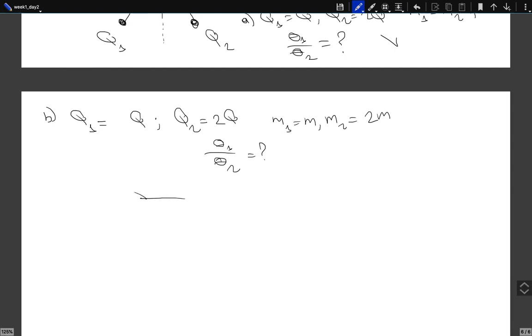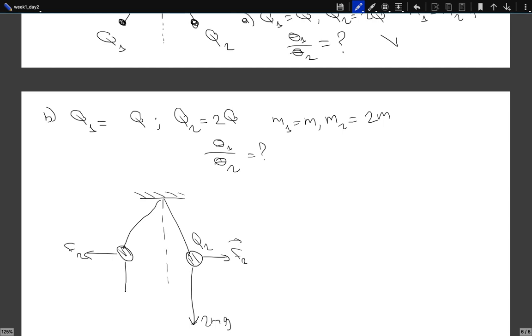So if I would sketch it over here, this is my Q2. There is an electrostatic force, let me call it F2, and then I have the gravitational force, 2mg. On the other one, this is F2, and then this is just mg. So how can I relate the angles to the forces?